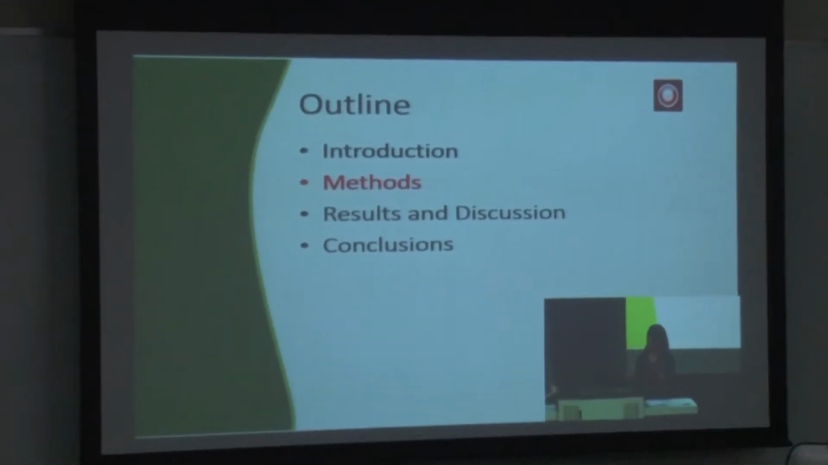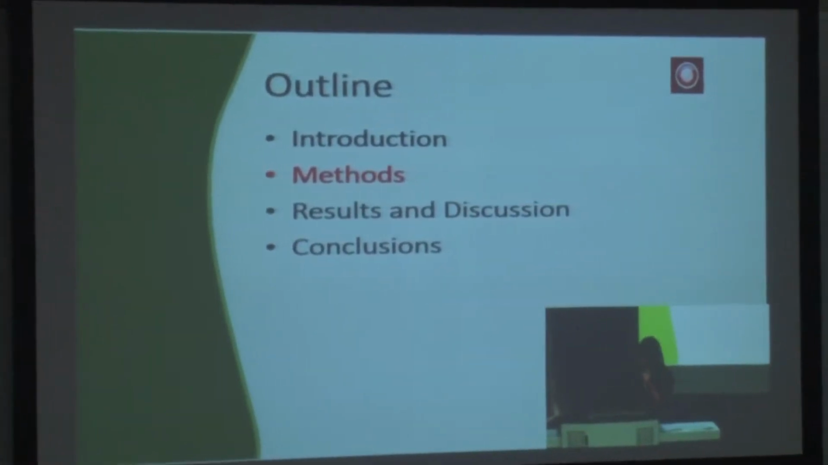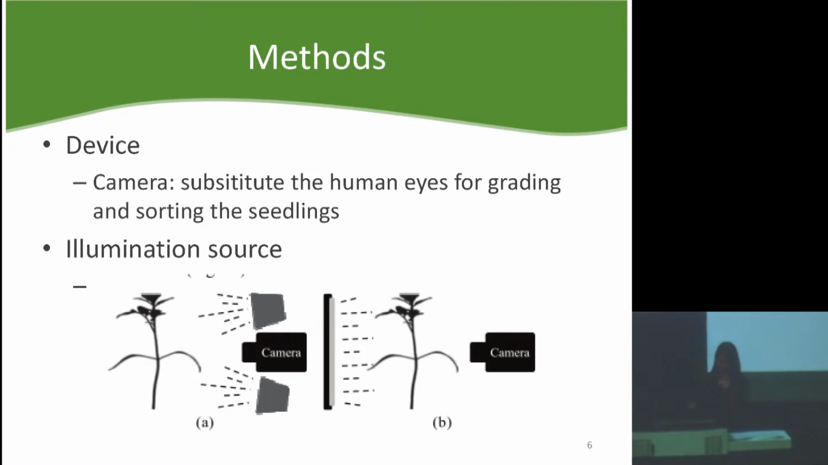Then the methods of this paper. About the grafting operation, we need to select the same diameter of the scion and rootstock of the seedling so that we can graft well. So we need a camera to substitute for the human eyes for grading and sorting the seedlings.